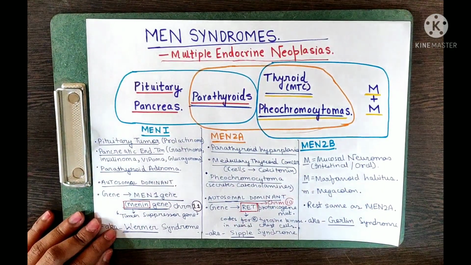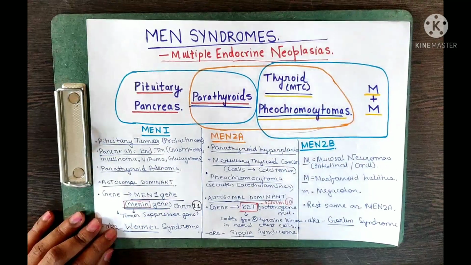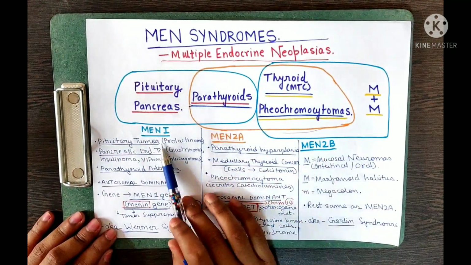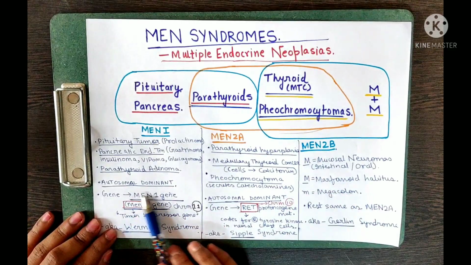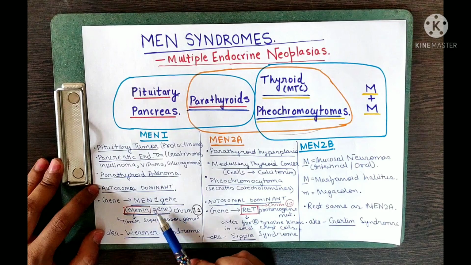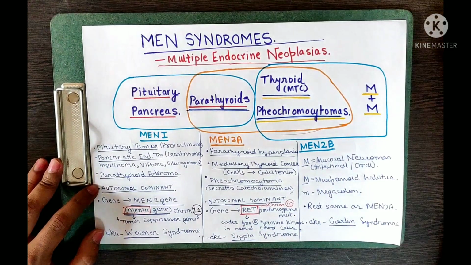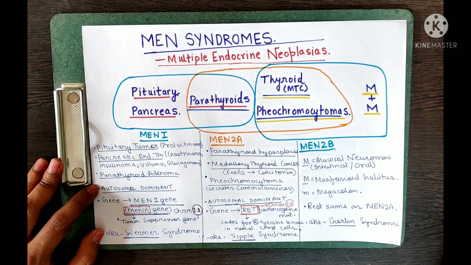So what is the inheritance pattern of MEN1 syndrome? The inheritance pattern is autosomal dominant. And the interesting fact is that all these MEN syndromes have an autosomal dominant inheritance pattern only. What is the gene that causes MEN1 syndrome? It is the MEN1 gene or menin gene. The chromosome number is 11. The menin gene is a tumor suppressor gene, and MEN1 syndrome is also known as Wermer syndrome, W-E-R-M-E-R.